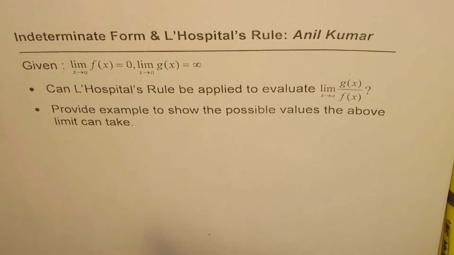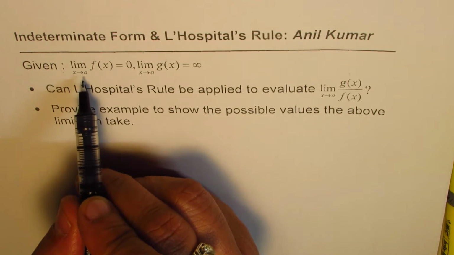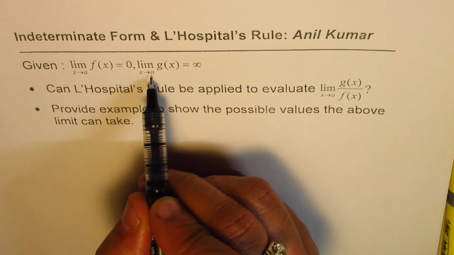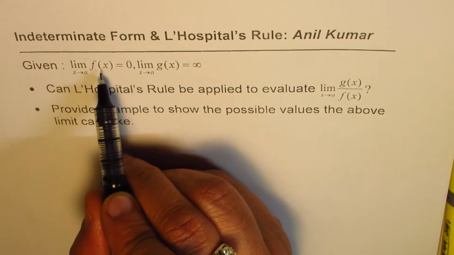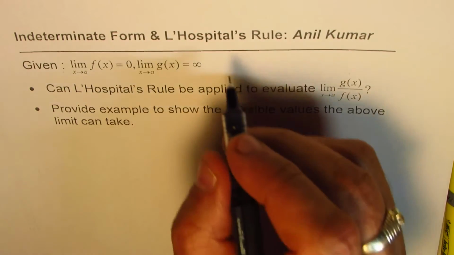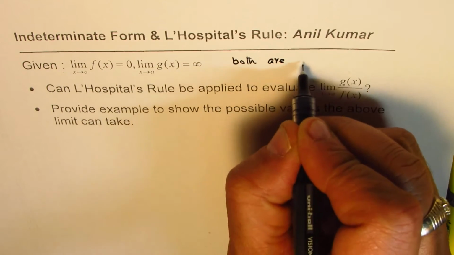The question here is, given limit of f of x as x approaches a equals 0 and limit of g of x as x approaches a is infinity. So we are taking two functions and we are treating both of them as continuous functions. Right? Let me add, both are continuous functions.